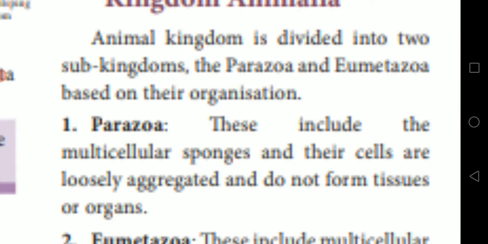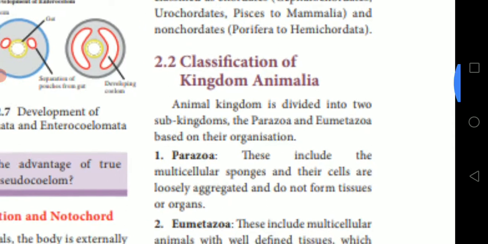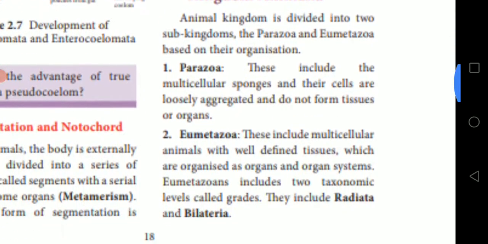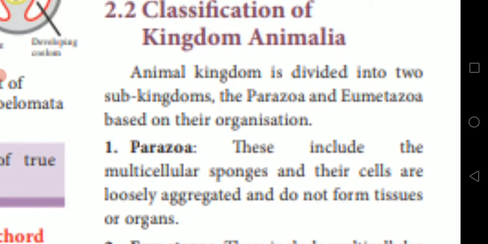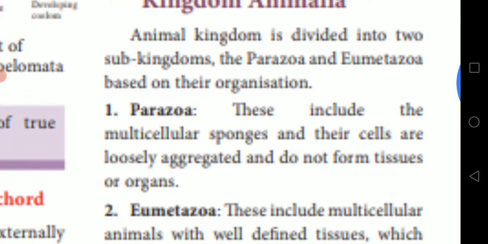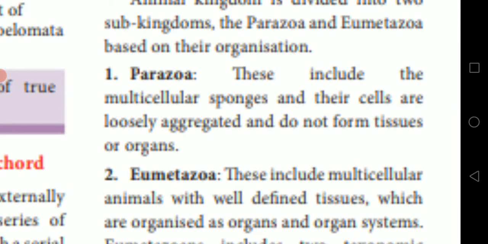The next topic is classification of kingdom Animalia. The animal kingdom is divided into two subkingdoms, the Parazoa and Eumetazoa, based on the organization.